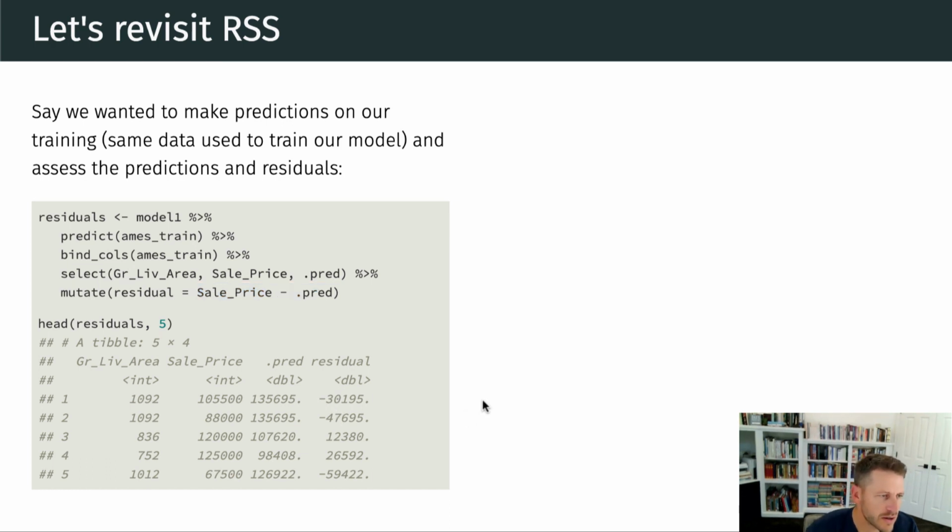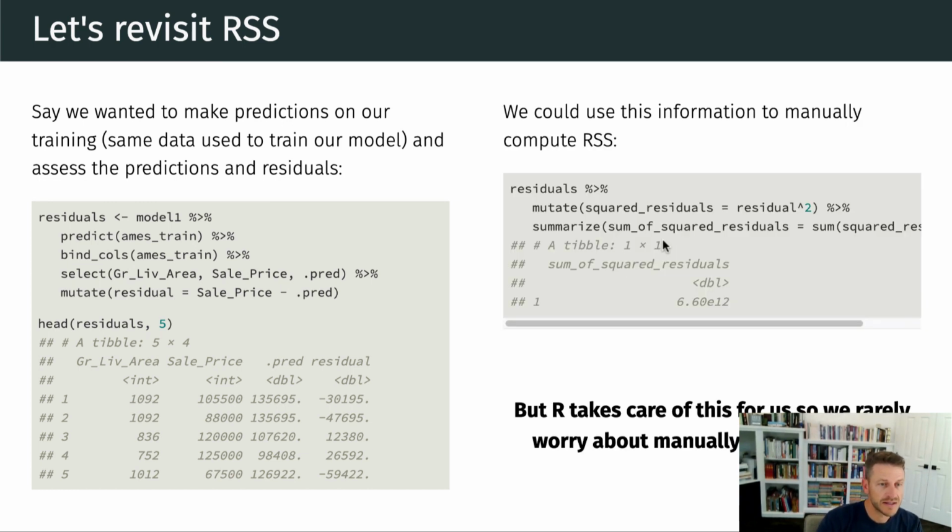What our RSS statistic is actually doing is taking that residual and squaring it. So we could compute that using mutate. We compute a new variable called squared residuals that is simply the residual squared. And then I'm going to summarize that. I'm going to have sum of squared residuals, and that's going to be the sum of all these squared errors. And we get our statistic.